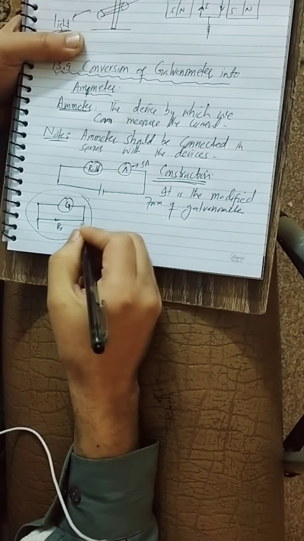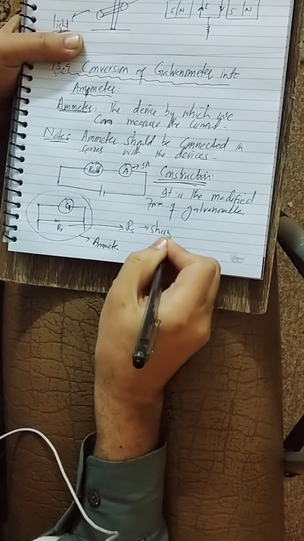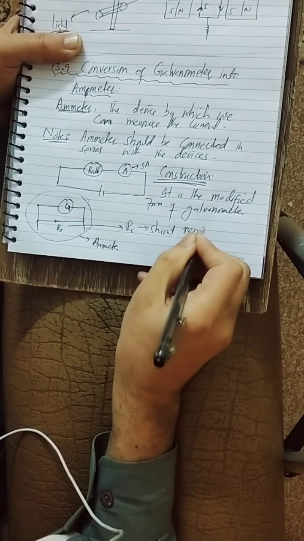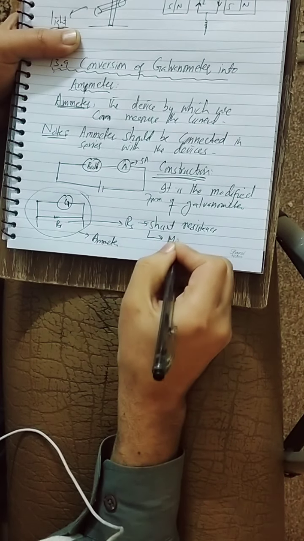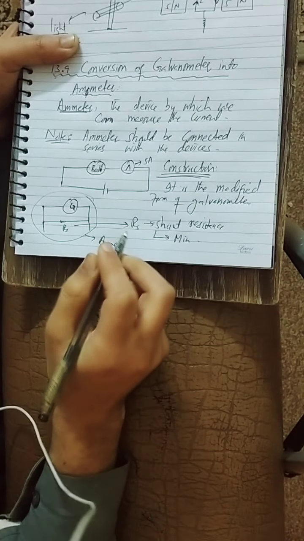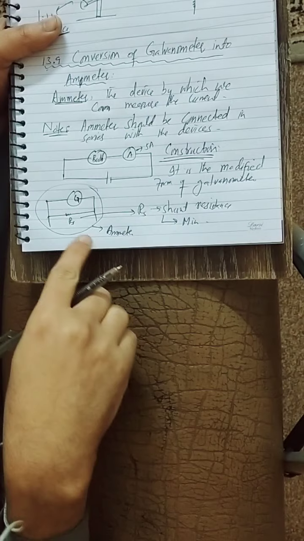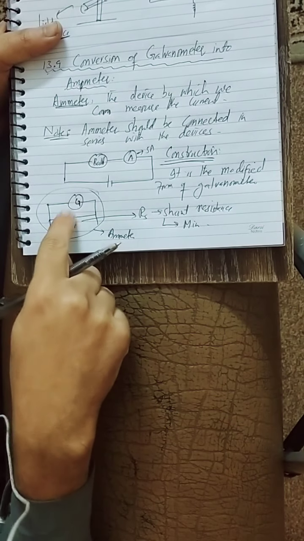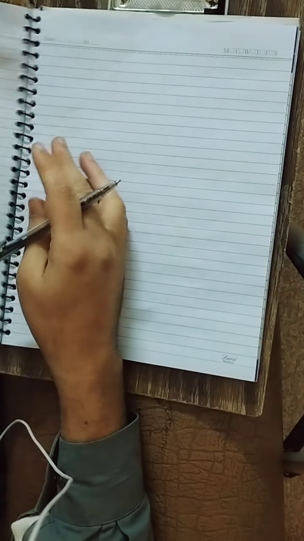Okay, what is meant by the shunt resistance? The shunt resistance means very minimum resistance, negligible resistance. So why is it connected in parallel? For the safety of the galvanometer. So when you connect a shunt resistance in parallel to the galvanometer, this whole device is called the ammeter.